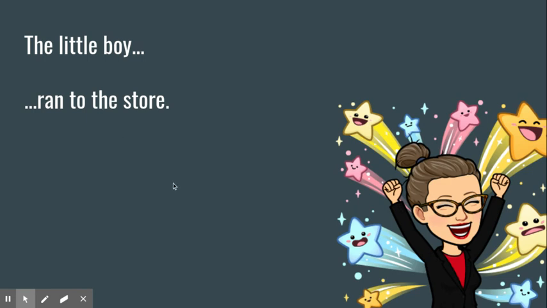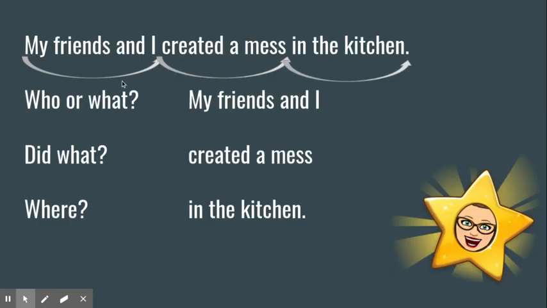So let's look at another example. My friends and I created a mess in the kitchen. So I'm saying it in chunks. My friends and I created a mess in the kitchen. Who or what? My friends and I. What did we do? Created a mess. Where? In the kitchen. So you mentally chunk those sections of the sentence together, separating it from the rest of the sentence as you read.